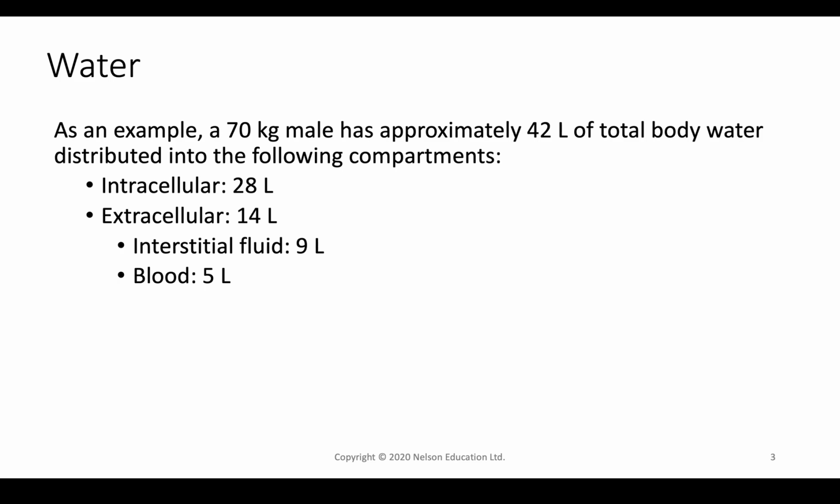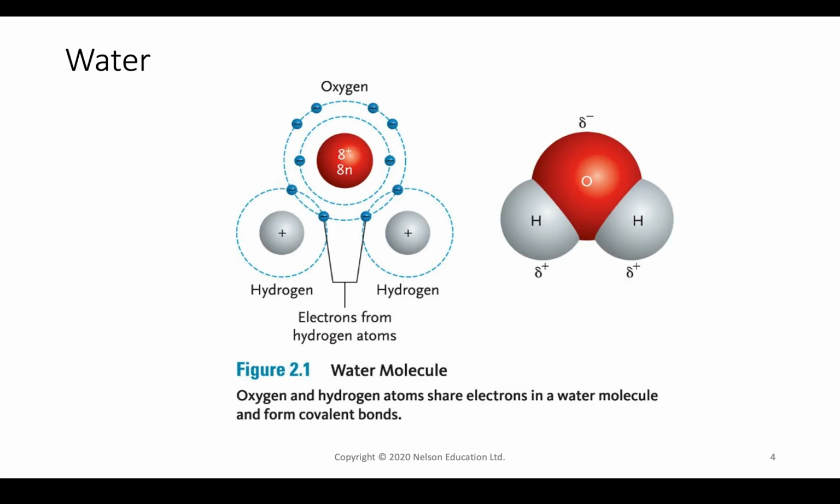But this water is generally going to be split up into intracellular regions and extracellular fluid, and the extracellular fluid is going to be split up into the interstitial fluid as well as the blood supply. So intracellular fluid would be fluid inside our cells. Extracellular fluid would be fluid that bathes the outside of our cells. That's the interstitial fluid, and also blood, which is going to be obviously circulating around in our circulatory system. So water is really important.